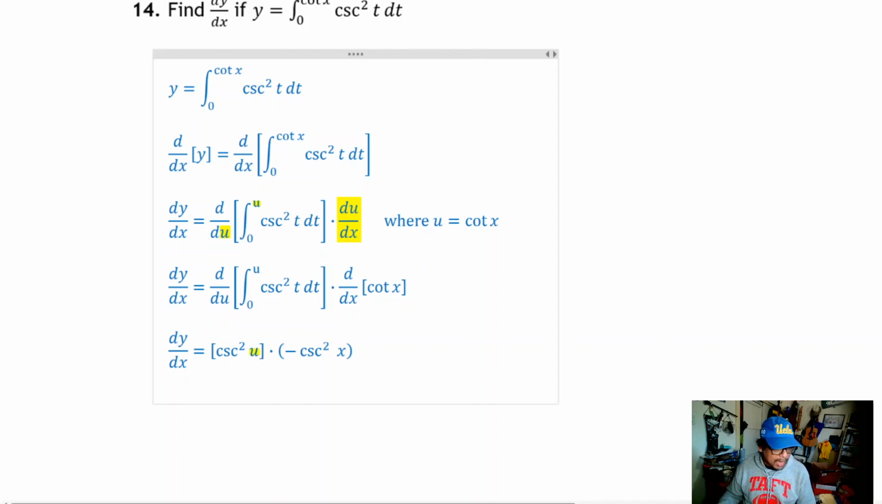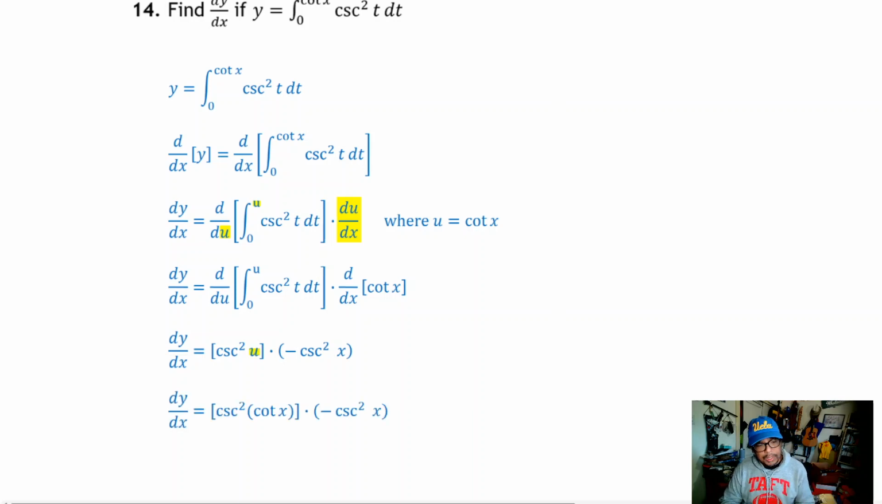And now remember that u was the same thing as cotangent x. Well, if u is the same thing as cotangent x, then we can substitute this u over here in yellow, this one right here, with cotangent x. So now the expression reads the cosecant squared of cotangent x multiplied by negative cosecant squared x.